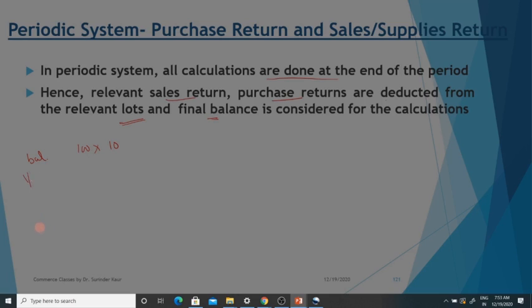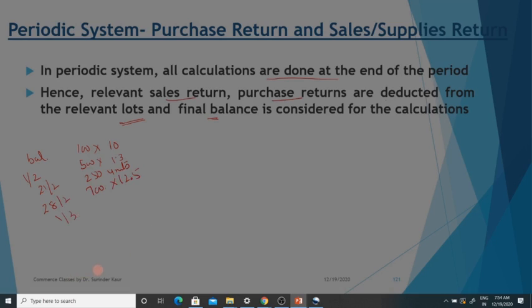Then you purchase something on, say, 1st of February. You purchased 500 units at the price of, let us say it is not 30, let us say it is 13. Then in the month of February itself, you sold, say, 250 units. Okay, you issued 250 units. Then on 28th of February, you purchased another 700 units at the price of, say, 12.5.